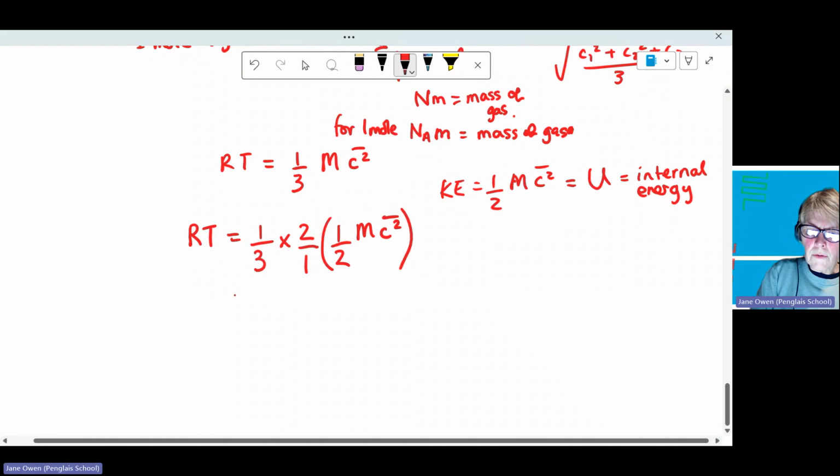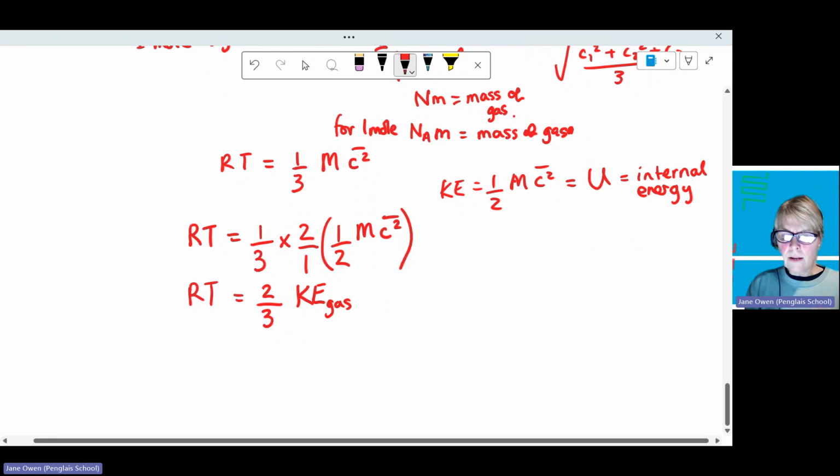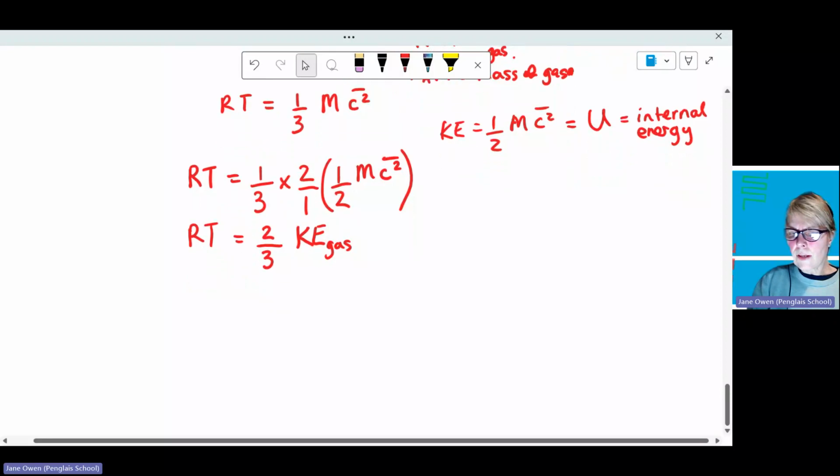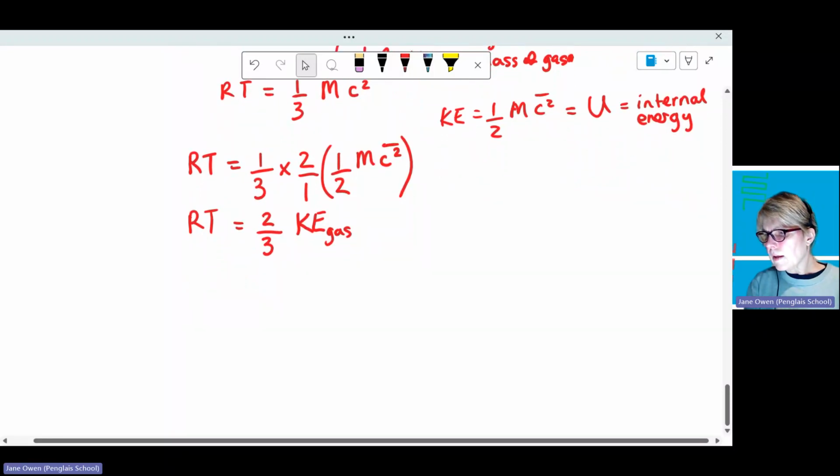So what I can do now is just combine that 2 over 3 times the kinetic energy of the gas. So all of a sudden I've got this relationship between the kinetic energy and the temperature, and it's showing us that the kinetic energy of the gas is directly proportional to the temperature, as long as that temperature is in Kelvin, which will lead us nicely on to absolute zero.